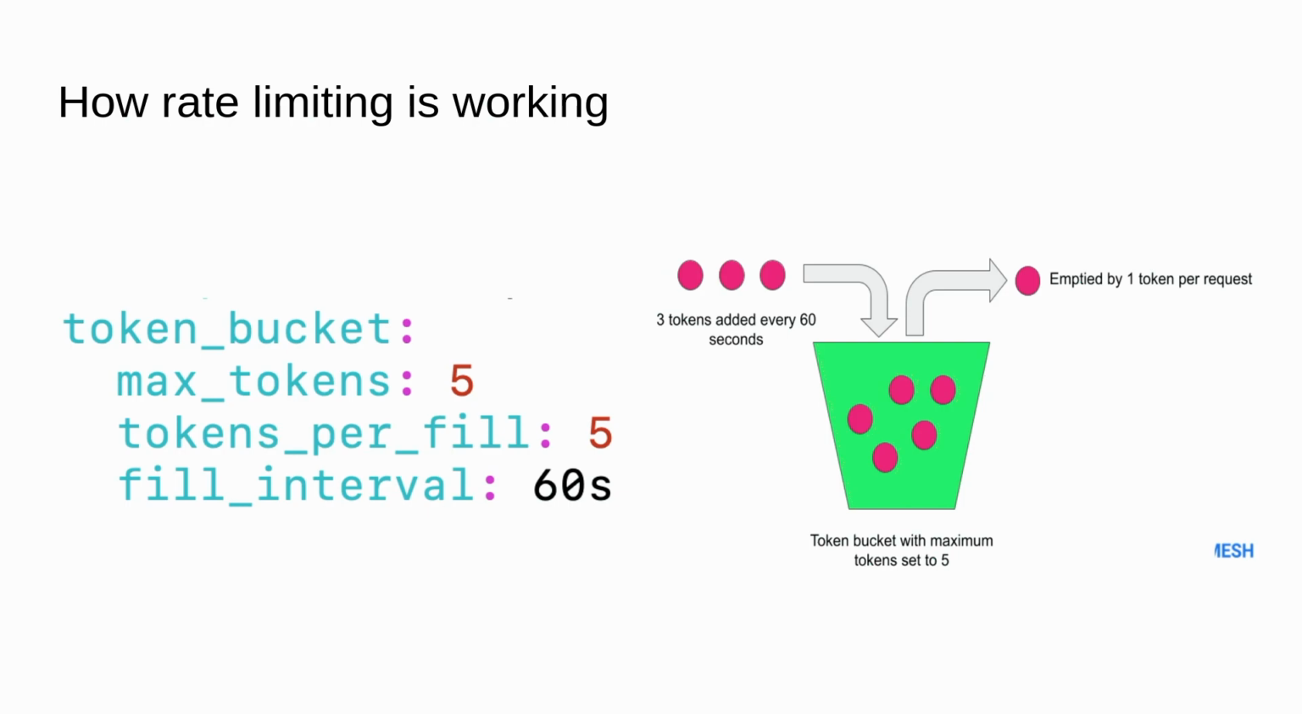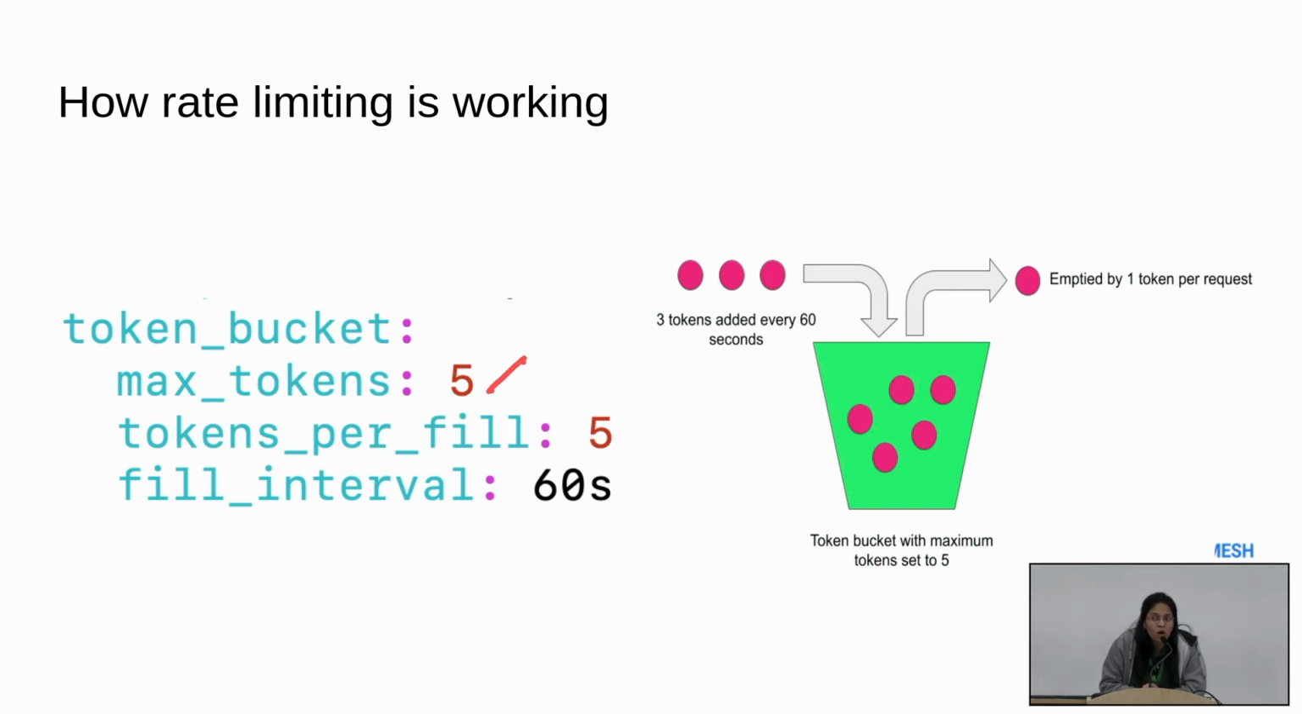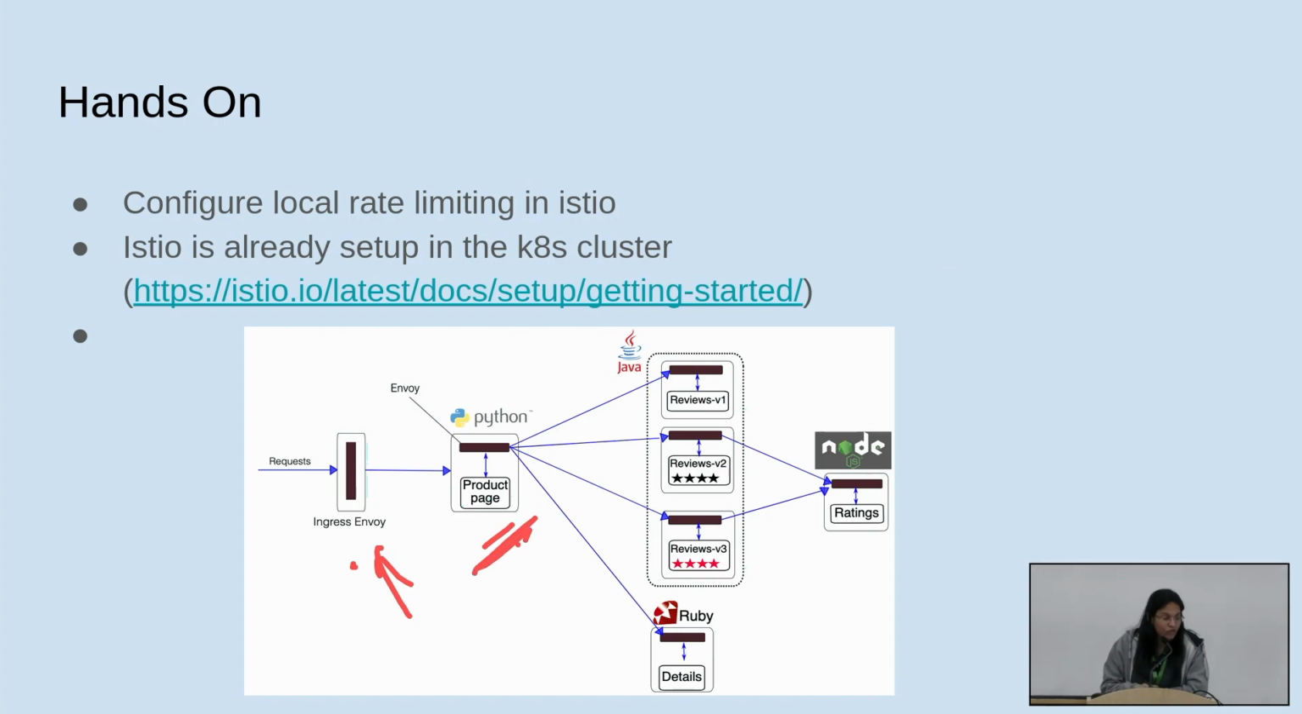In our case, we'll see the YML later, but we have set the max tokens to 5. That is, at any given moment, only 5 requests can be served. And every 60 seconds, this is the fill interval, 5 new tokens will be added to your token bucket. So every 60 seconds, 5 more requests can be served. That's how the token bucket architecture works. So we'll use this rate limiting architecture to limit the number of requests coming to the product page. This is kind of our front end for your microservice chain.